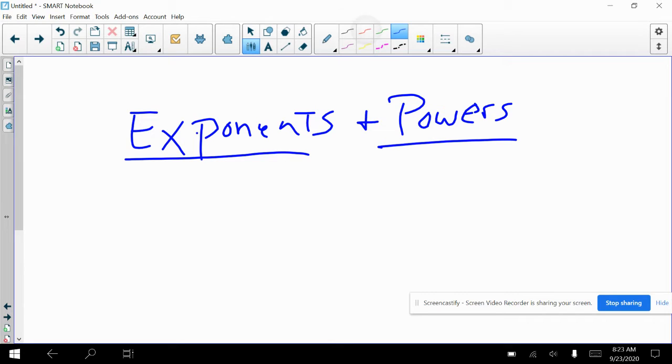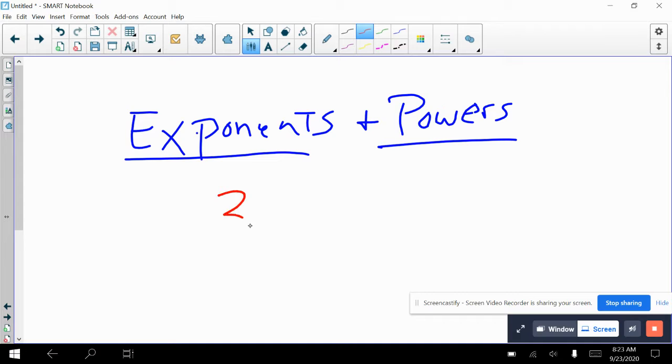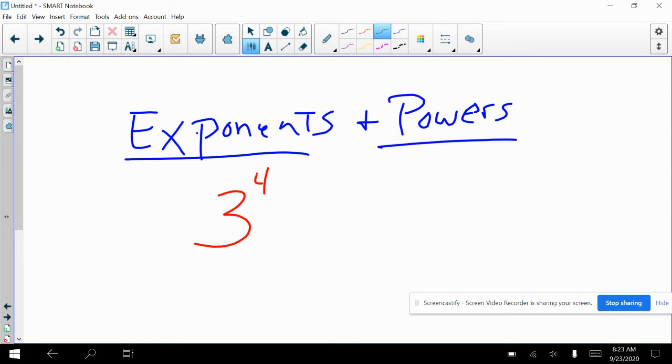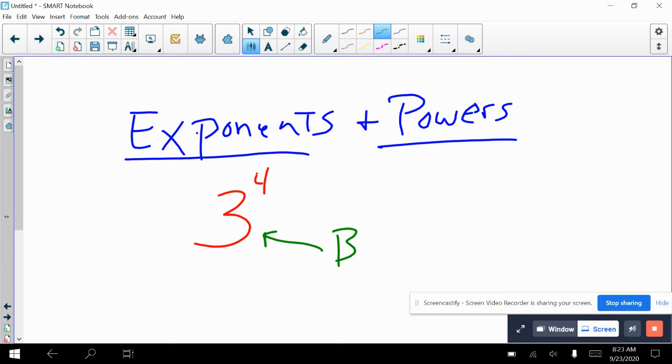All right, so let's identify some of the pieces and parts here. What do we call the big three? Anybody know what this is called right here? No? Okay, it's called the base. Some people refer to it as the base number. That's the base of an exponent.